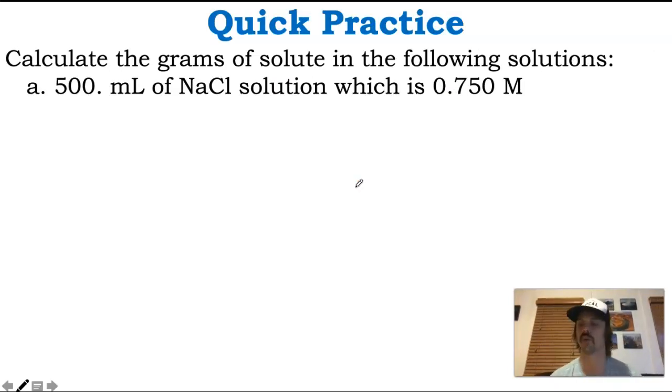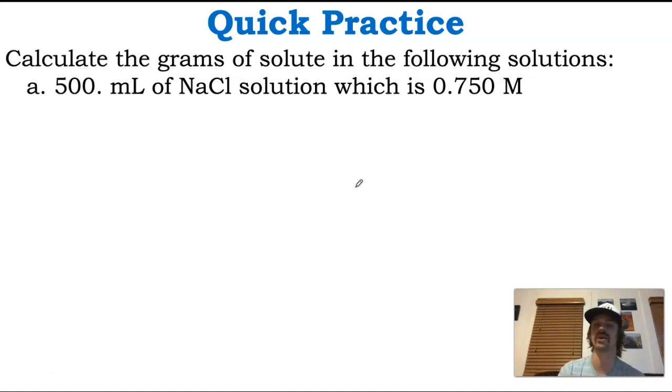All right, so here's your quick practice problem where I'm seeing your understanding. I'm going to get you started, you're going to finish, and click your answer on the side. Calculate the grams of solute in the following solution. So in this case, I'm starting at volume and going to grams. So why don't you take a minute, pause the video, and try to answer the question.